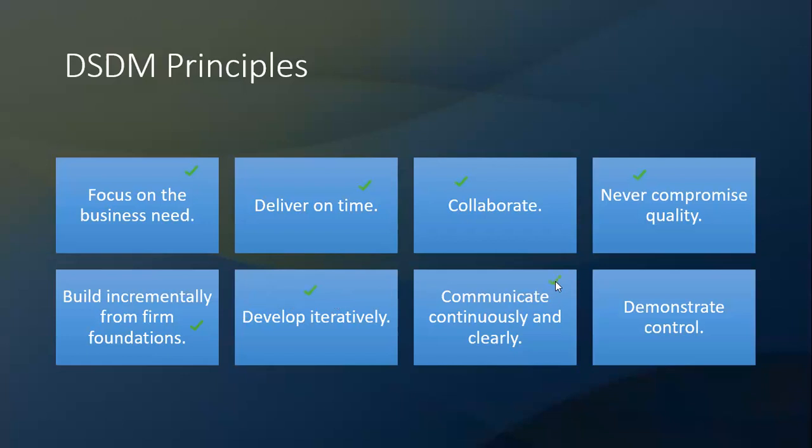Communicate continuously and clearly. You already know this one from the Agile principles, right? DSDM encourages informal face-to-face communication and daily stand-ups. Additional modeling, prototyping, and workshops can increase communication throughout the team. And lastly, we have demonstrate control. What does this mean? Well, in order to demonstrate control, the program manager should measure and report plans and progress. The program manager should be assessing the program according to the business need.